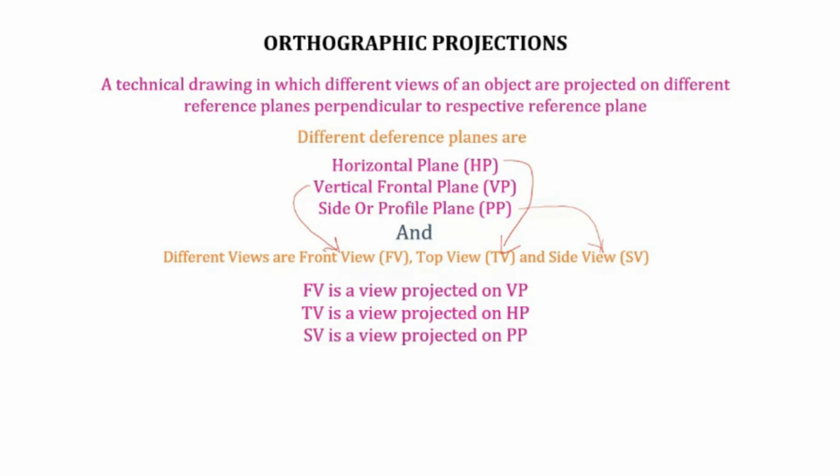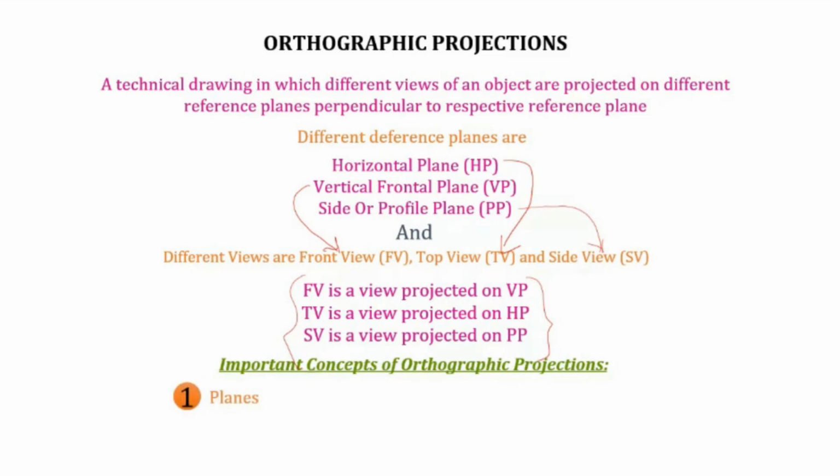So the statement we have discussed right now is emphasized here. That is, the front view is a view that is projected on the VP, the top view is a view that is projected on the HP, and the side view is a view that is projected on the profile plane or PP. So that's it. And there are three important concepts of orthographic projections. One is the planes. The planes are the reference planes that we have already discussed, the three important reference planes. Actually, there are two more planes, not much important to us.